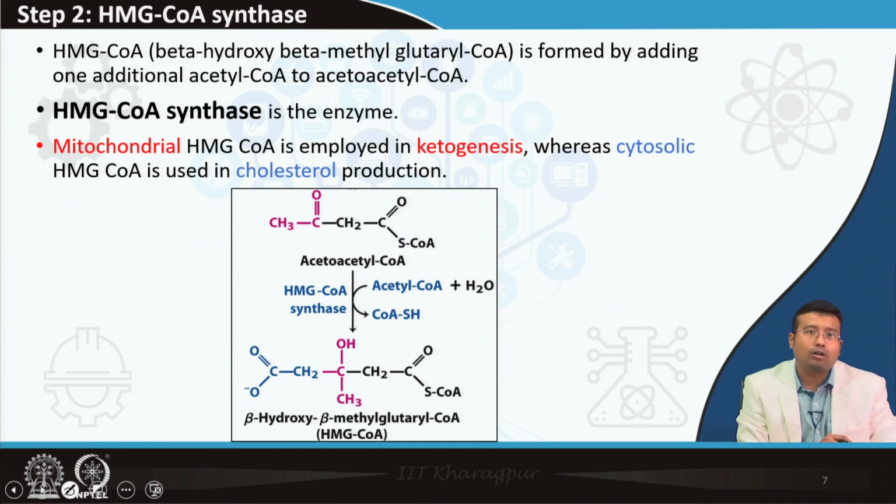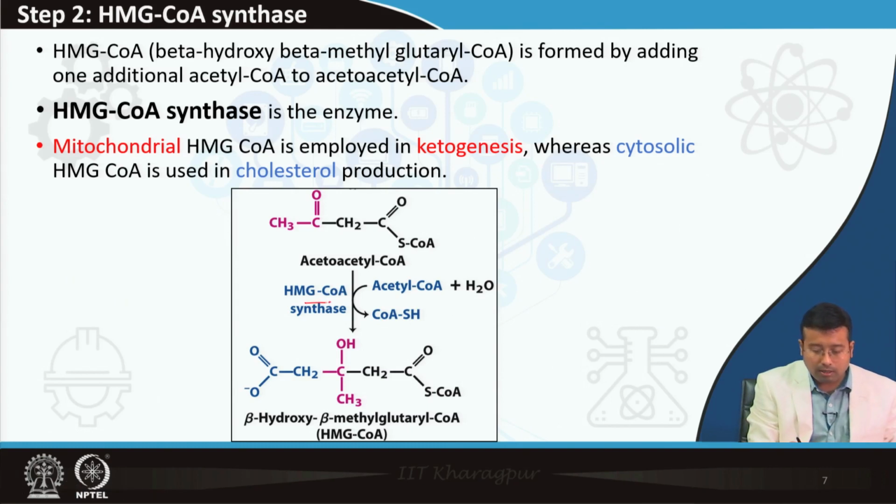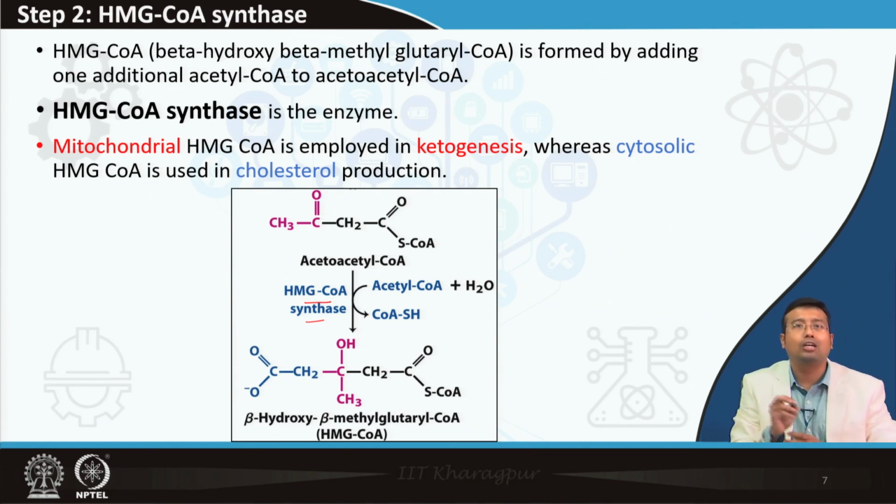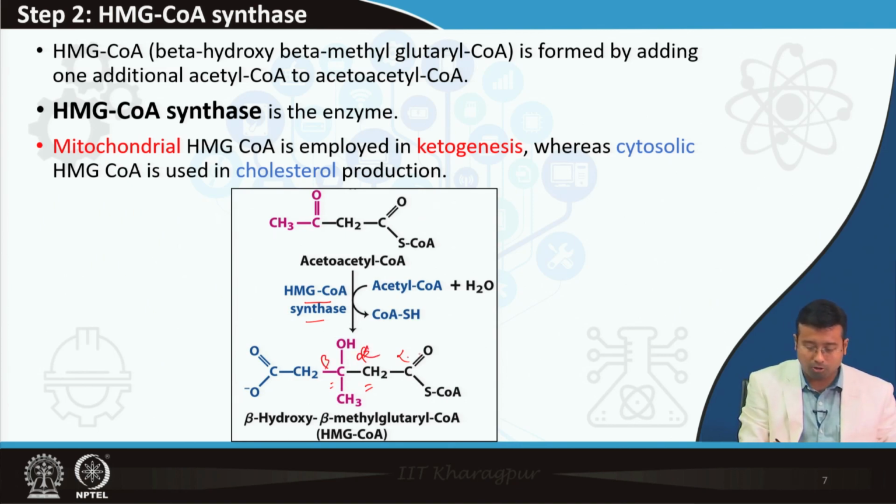In the next step, what happens? This acetoacetyl coenzyme A combines with another acetyl coenzyme A and a water molecule by the enzyme HMG coenzyme A synthase, or HMG CoA synthase. What is the full form of HMG? Beta hydroxy beta methyl glutaryl coenzyme A. You know glutaric acid is a 5 carbon compound having COOH at both ends. So, this is the alpha carbon and this is the alpha carbon, and this is the beta carbon, where the functional group is.